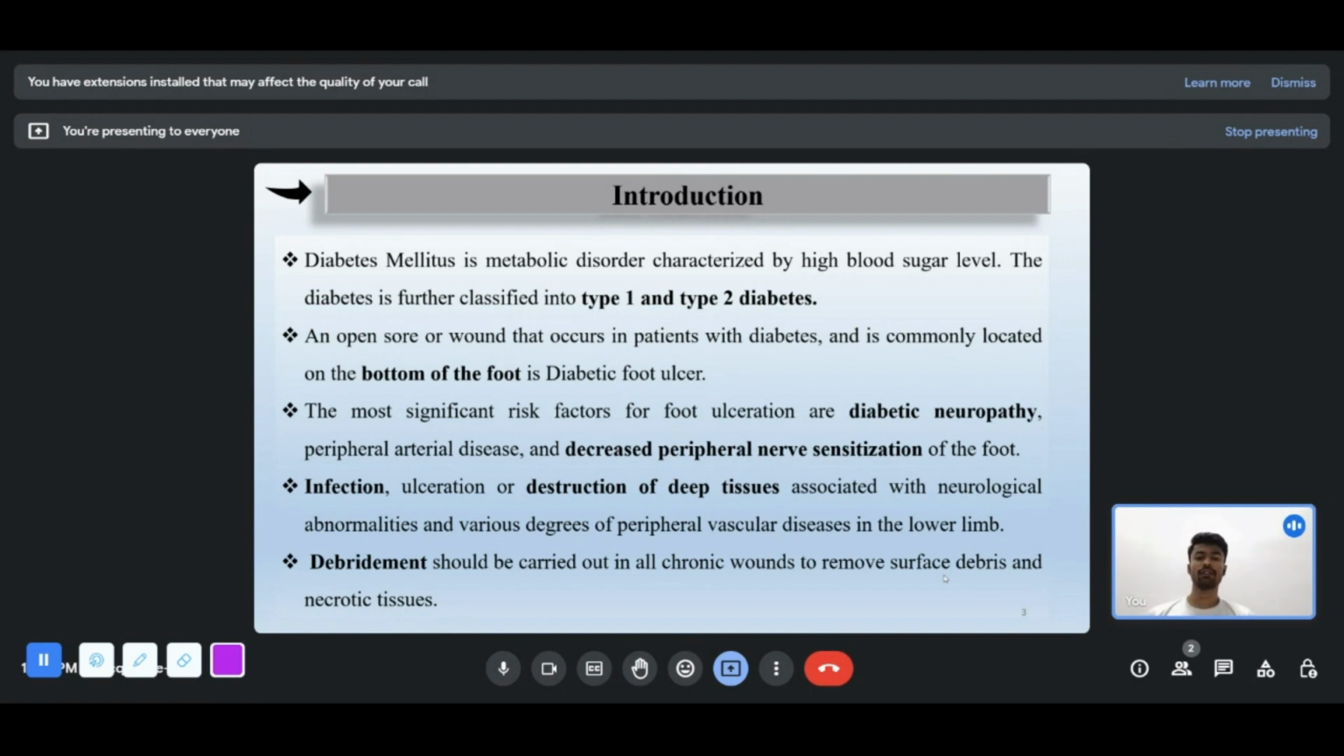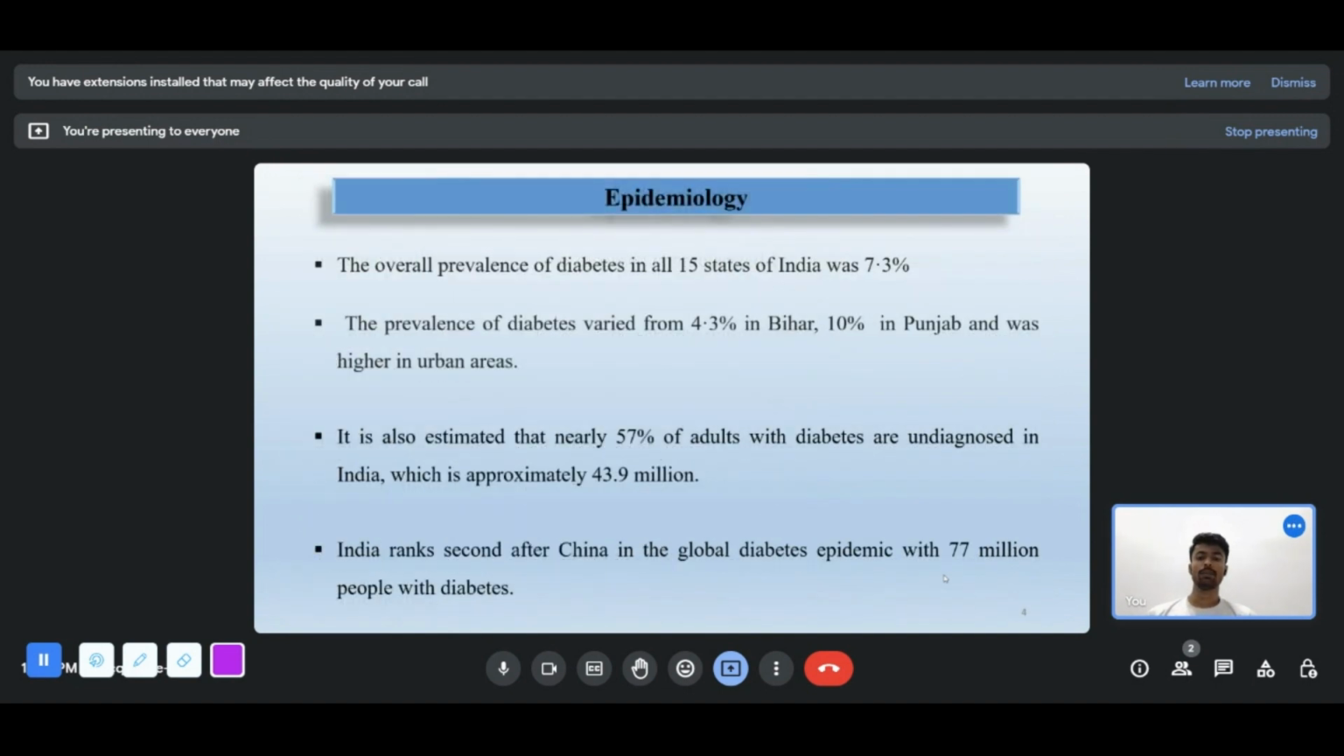And what is the treatment for this? The treatment is wound debridement should be carried out in all chronic wounds to remove the surface debris and the necrotic tissues. Next slide. Epidemiology.